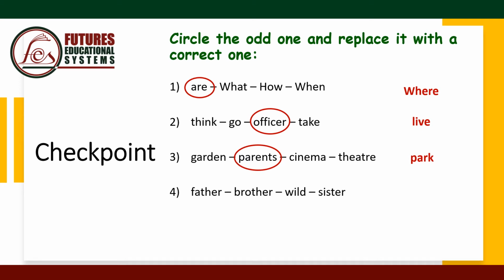Number four, father, brother, wife, and sister. Father, brother, and sister are family members. Wife is different and we're going to replace it with mother.